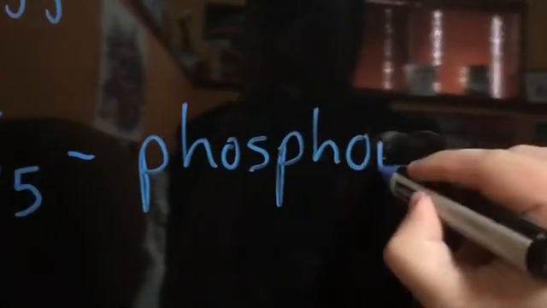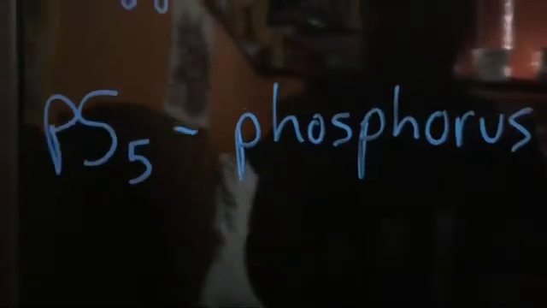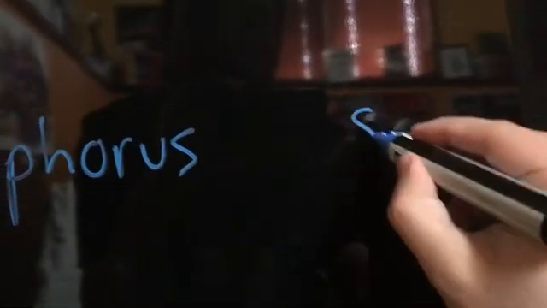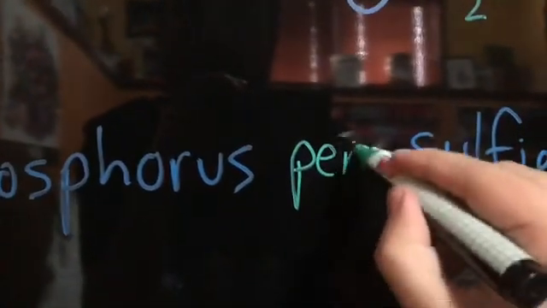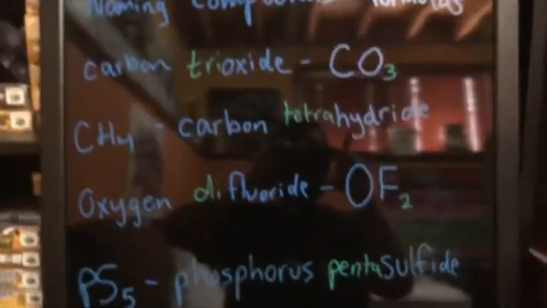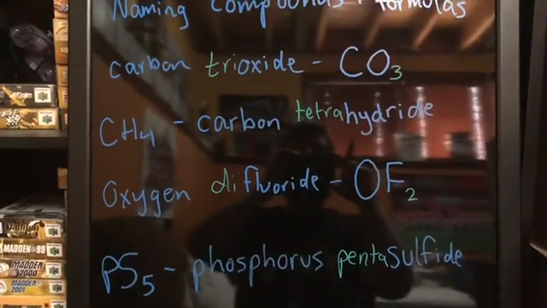And then PS5, we start with the P. The P is phosphorus. The S is sulfur. So the name for that would be sulfide. And then because there are 5 of them, the prefix for that is penta. So it would be phosphorus pentasulfide. So there are the examples there.